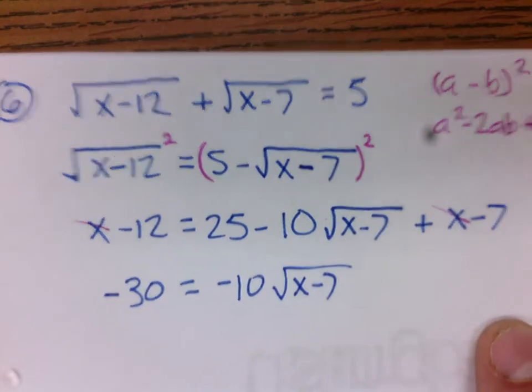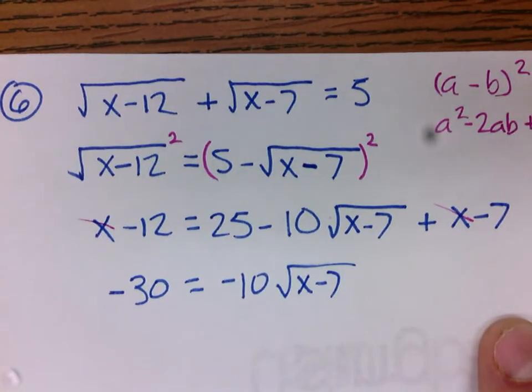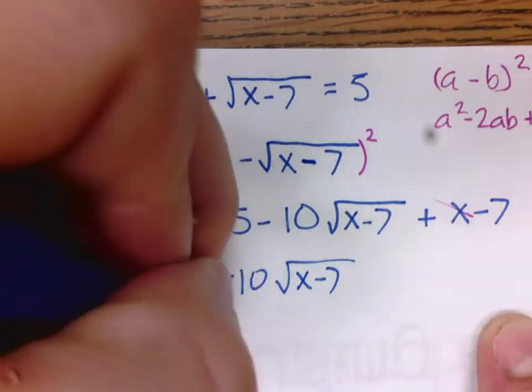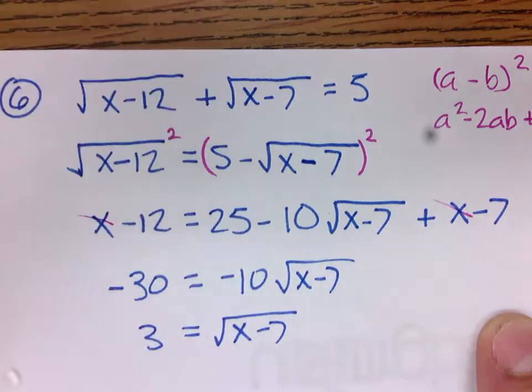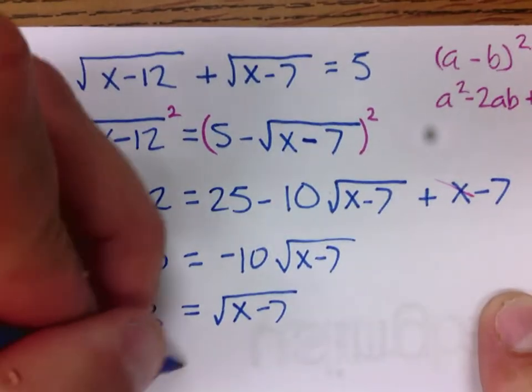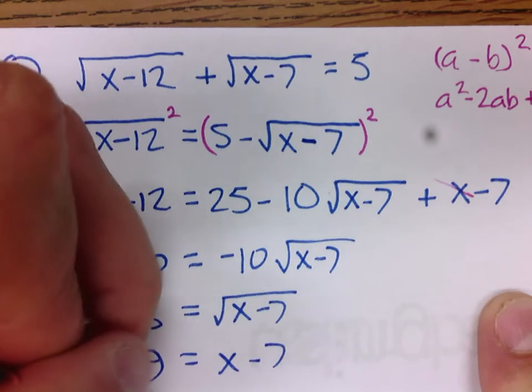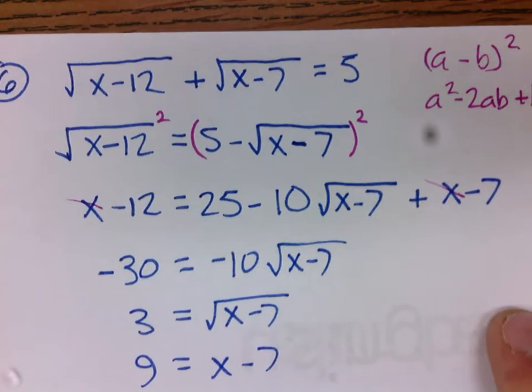And this actually seems a little bit more doable. Again, we can think of it kind of like backtracking. If I divide both sides by negative 10, I'll get positive 3 equals root x minus 7. Square both sides to get 9 equals x minus 7, and therefore it seems like I get x equals 16.